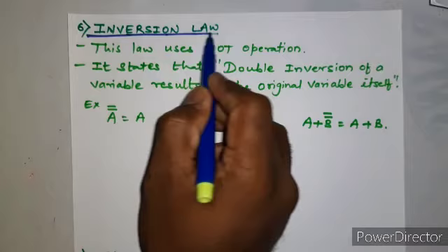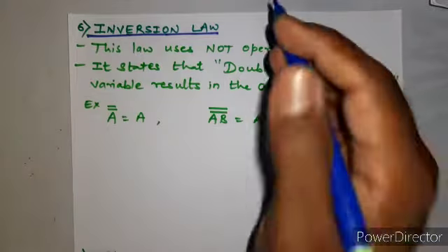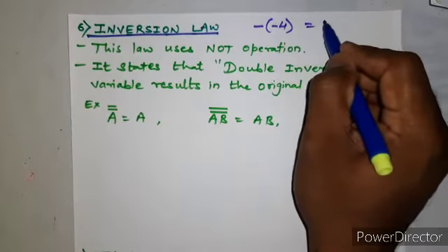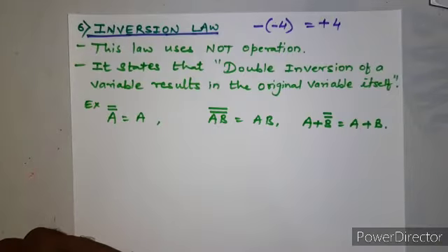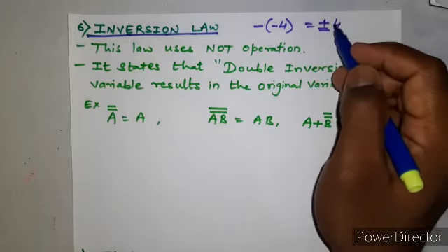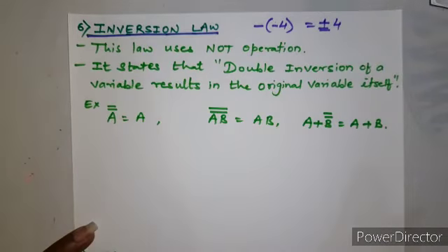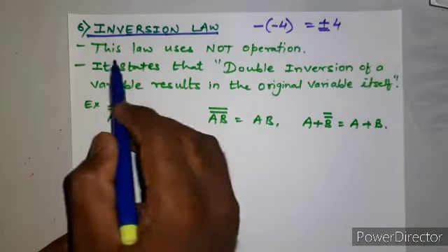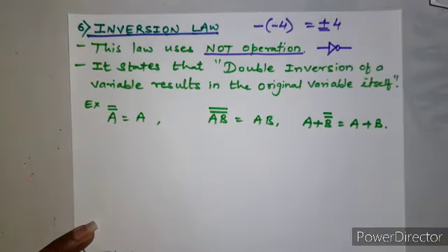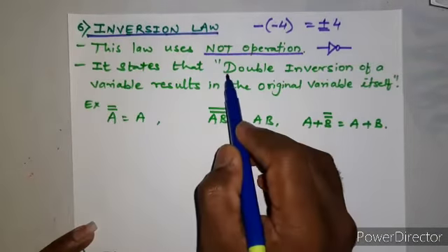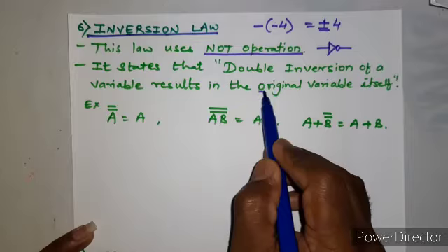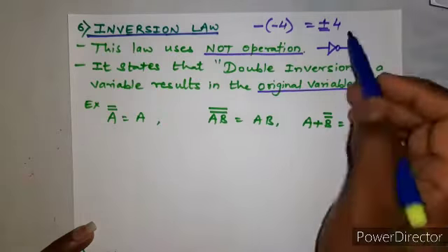The next is the inversion law. In general mathematics, minus of minus 4 is equal to plus 4, so minus minus becomes plus. That is what the inversion law states, which is called double inversion. This law uses the NOT operation. It states that double inversion of a variable results in the original variable itself.